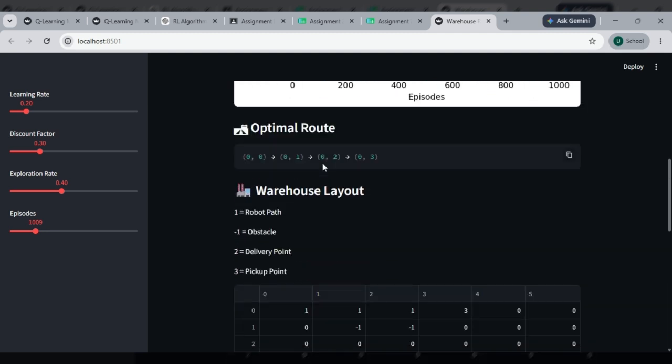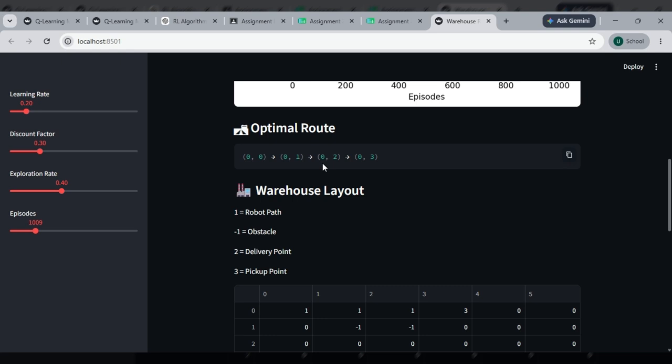Next one, optimal route. Here we can see the optimal route section. This section displays the best route learned by the robot. The route is represented using coordinates that indicate the robot movement through the warehouse. This path represents the safest and most efficient route discovered during training. The robot follows this route to maximize rewards and minimize penalties.